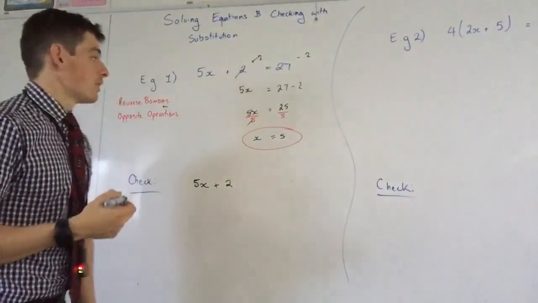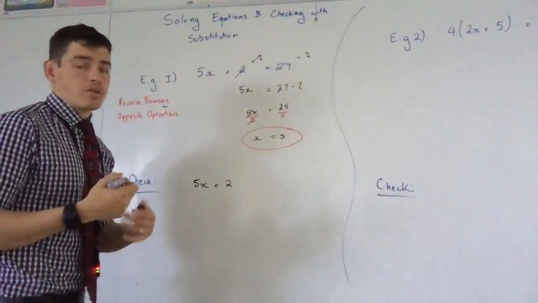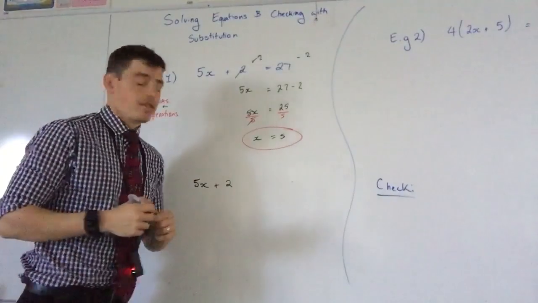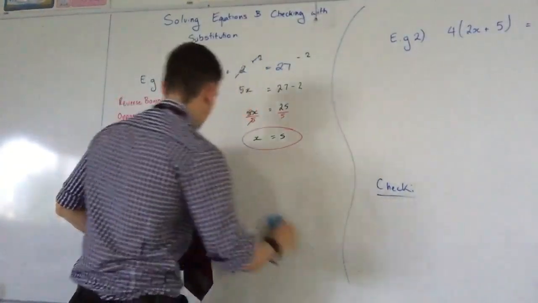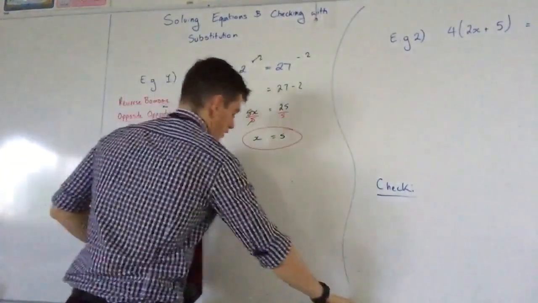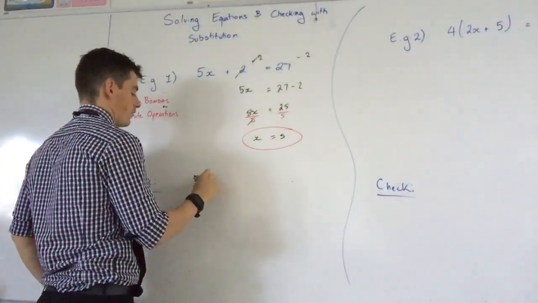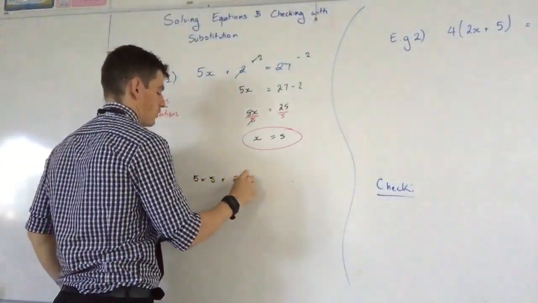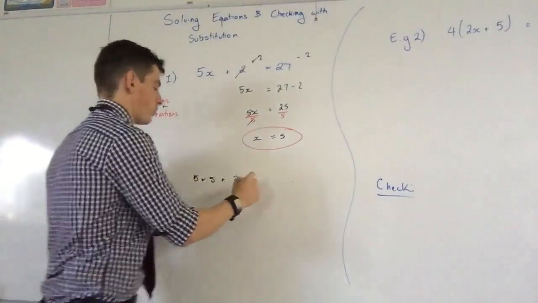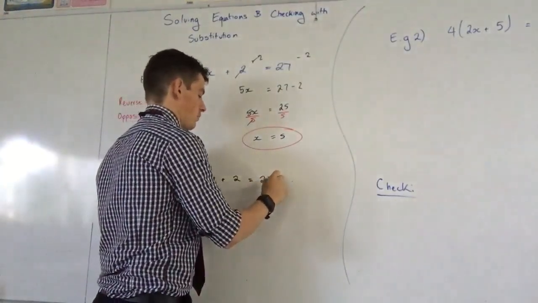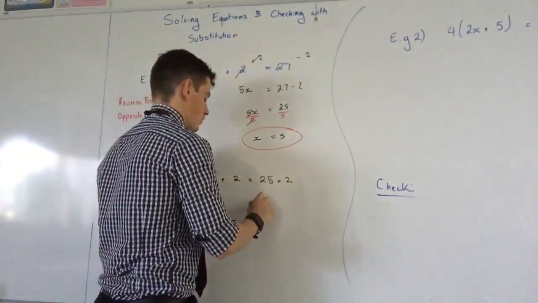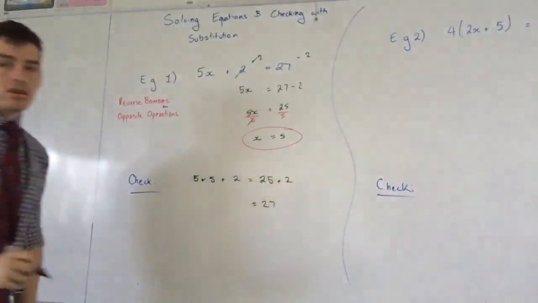Now, at the point that x equals 5, what I want to do is I want to see what that equals. So I'm going to rewrite that equation. I'm going to rub it out and rewrite it. 5 times 5 plus 2, which equals 5 times 5 is 25, plus 2, 27. Okay.